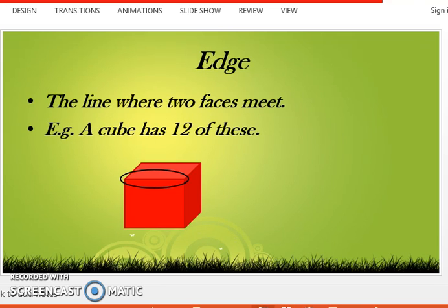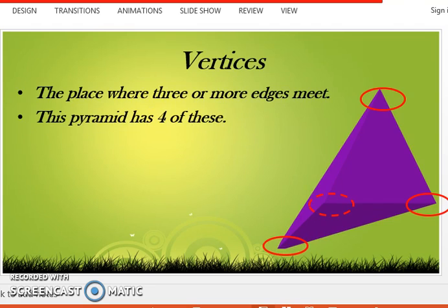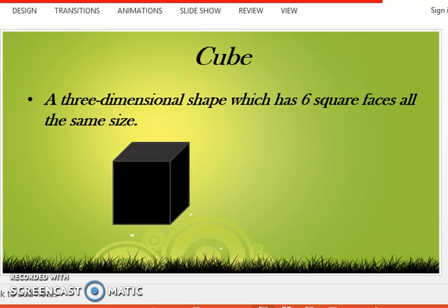Edge. What is an edge? The line where two faces meet is called an edge. A cube has 12 edges. Vertices. The place where 3 or more edges meet. This pyramid has 4 vertices.